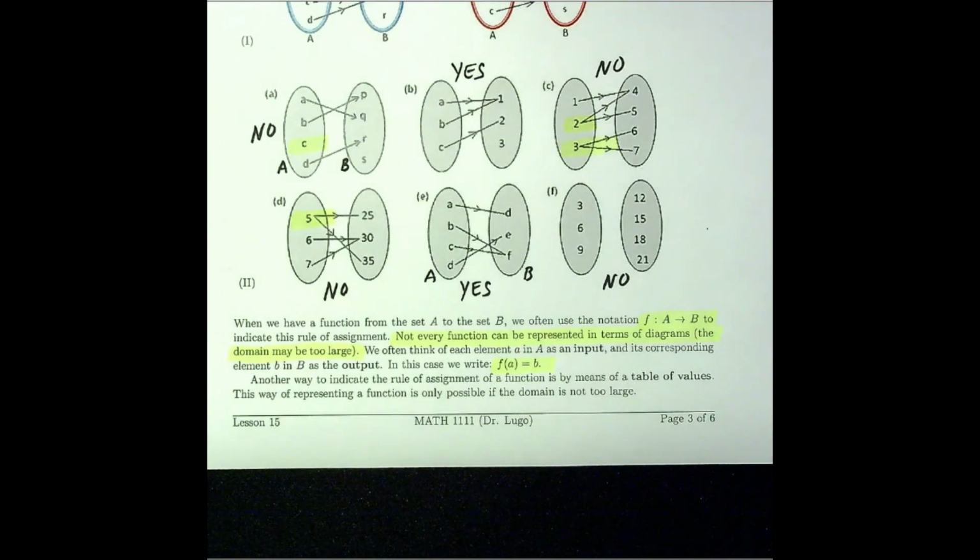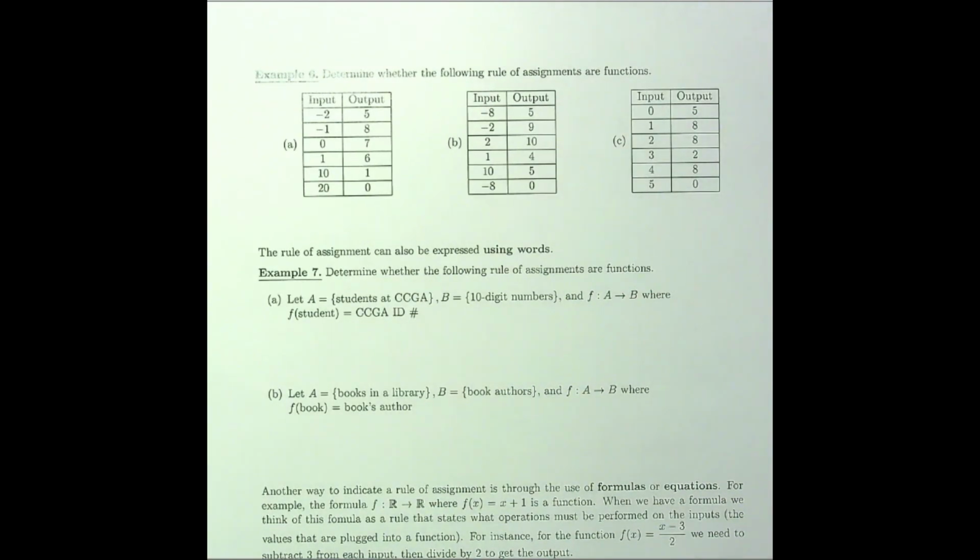One other way to indicate the rule of assignment of a function is by means of a table of values, which is similar to the idea of a diagram, but it's just in the form of a table. And again, that is only possible when the domain is not too huge, right? If the domain is 2 billion, then a table that has 2 billion rows is kind of hard to read. So when the domain is not too large, that could be a convenient, different way of expressing the function.